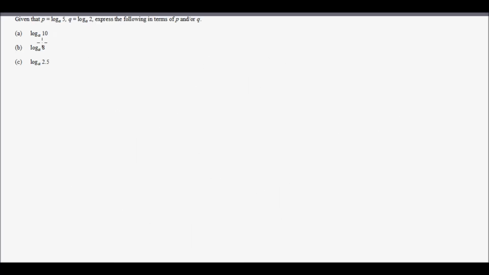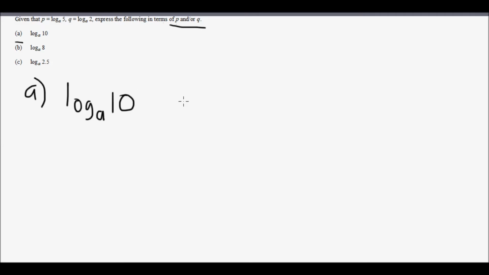Hey guys, so now that we have finished the first question, let's go over a more simplistic question, which requires us to use simple log rules. So yeah, let's go through them. First one, A. Let's look at the question first. Given that P is equal to log_a 5 and Q is equal to log_a 2, express the following in terms of P and or Q. So A, the term is log_a 10.